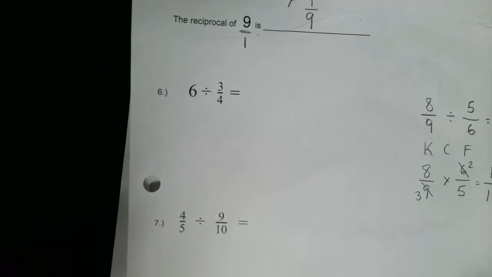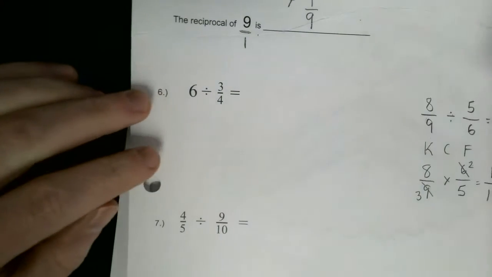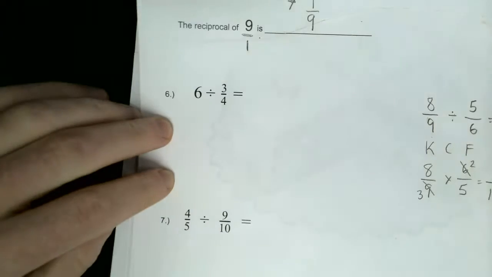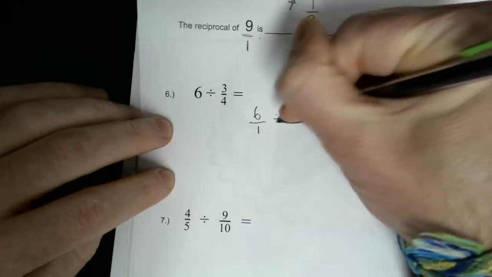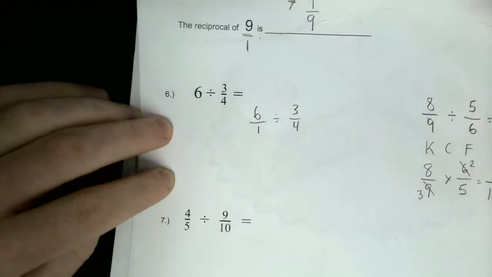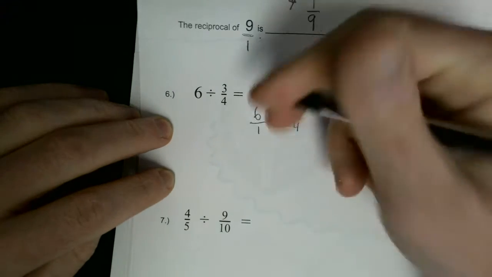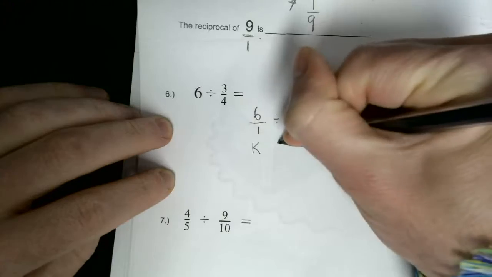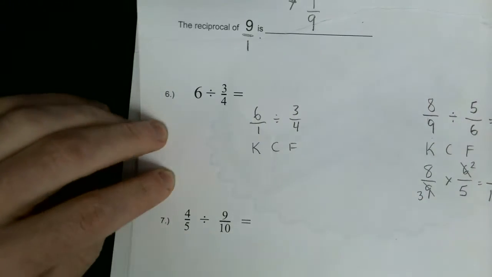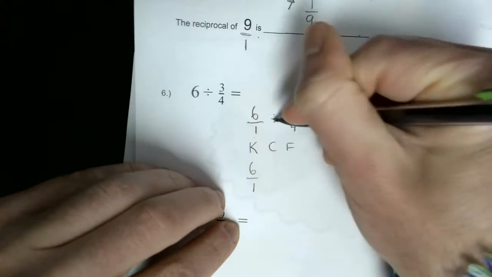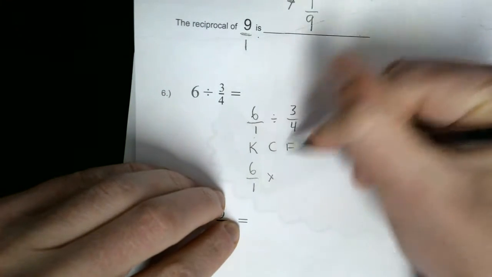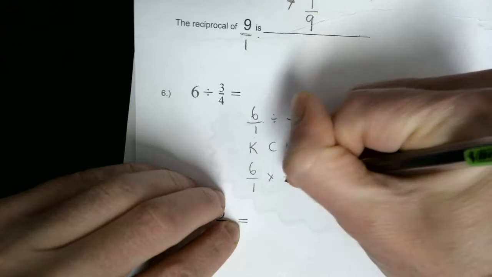Okay. Number 6. Now we're doing these all the same way. First things first, I'm going to write this as a division of fractions. 6/1 divided by 3/4. Same steps we've been using. Keep, change, flip. The magic letters. Keep the first number, change division to multiplication, flip that fraction, 4/3.